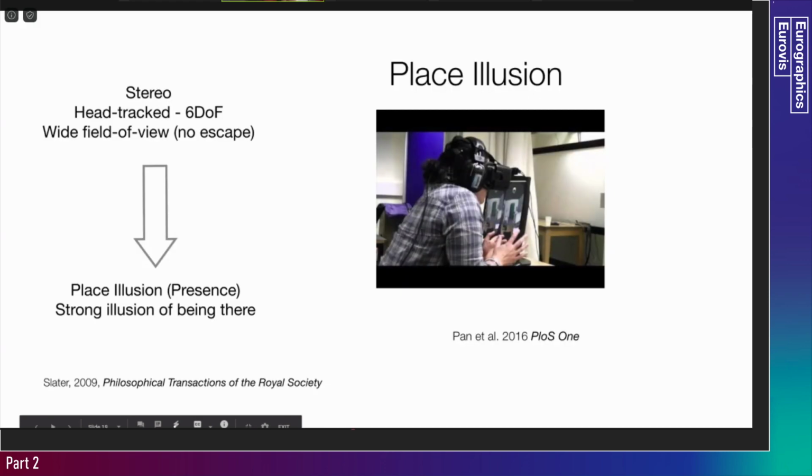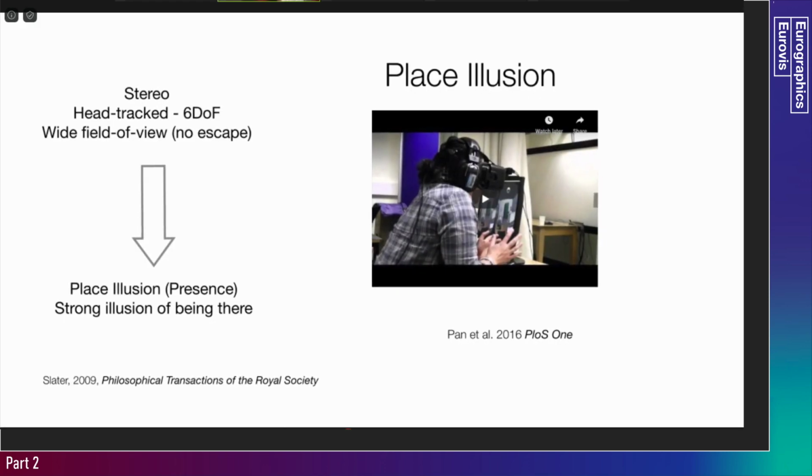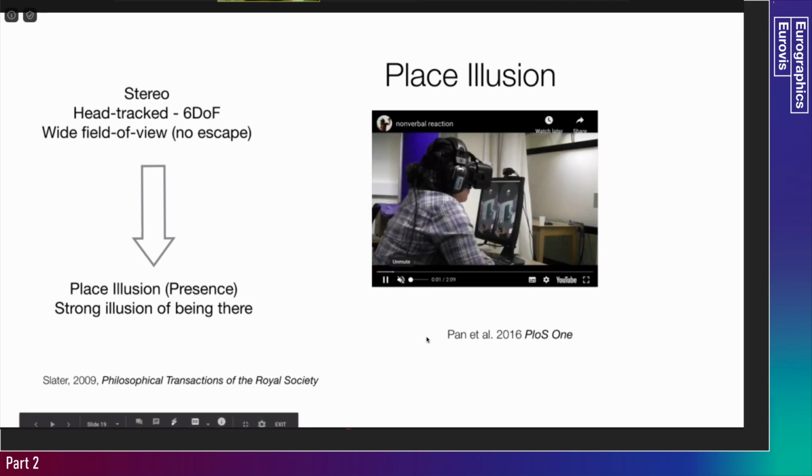So what is virtual reality? Virtual reality is a set of illusions. The most important one is place illusion. Let me switch off the video here.